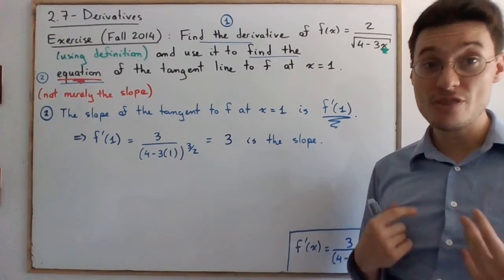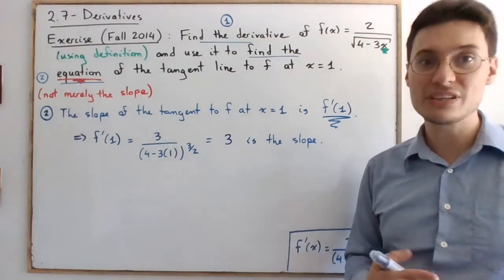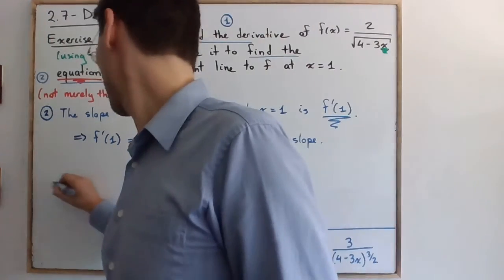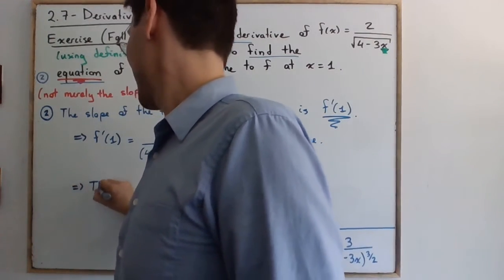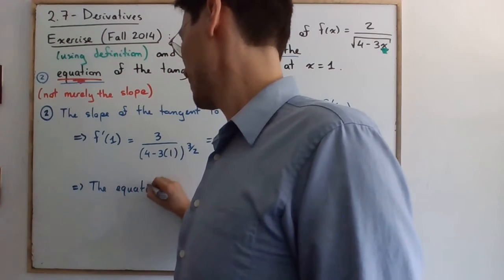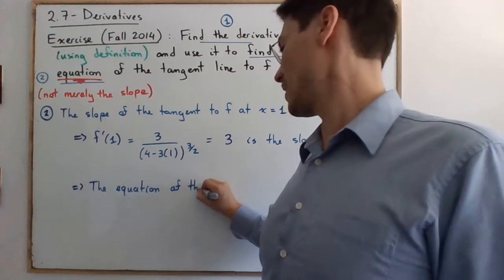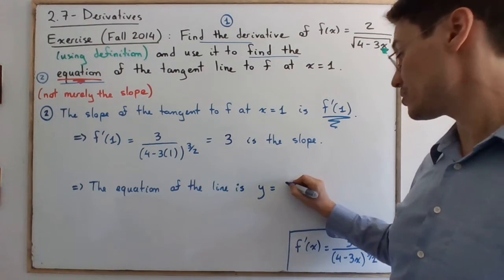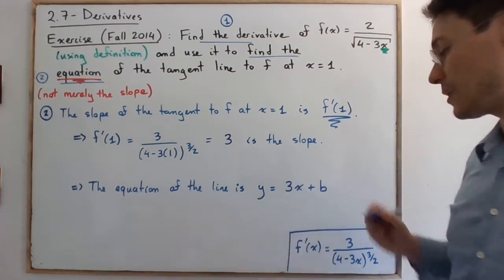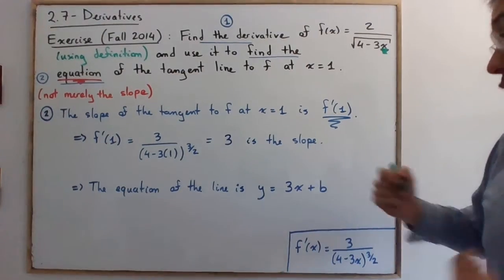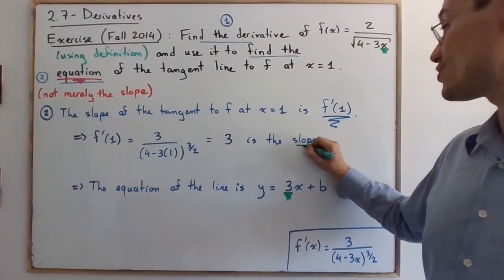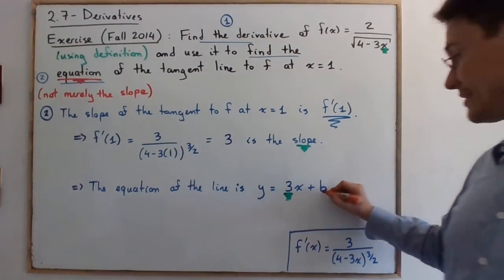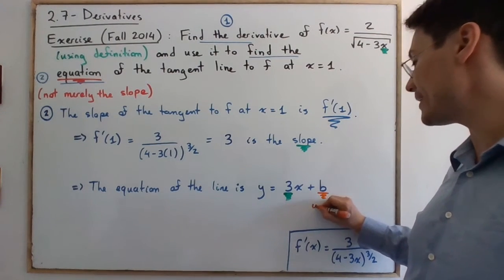Remember now that we are not merely looking for the slope. We're actually looking at the entire equation. Okay? So the equation of the line is y equals 3x plus b. Okay, the 3 we got from the slope, by the way. So here this 3 is actually the slope. And remember that this b right here is the intercept, the y-intercept.